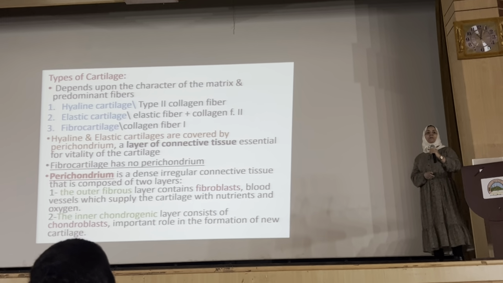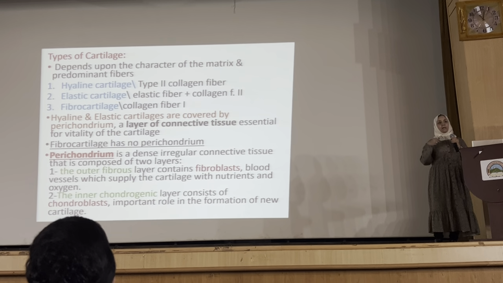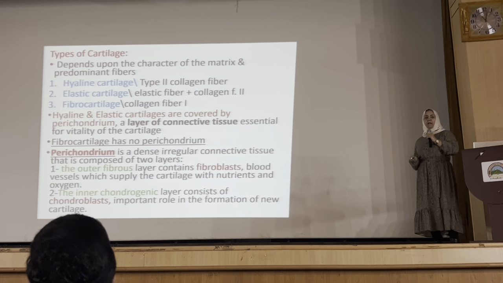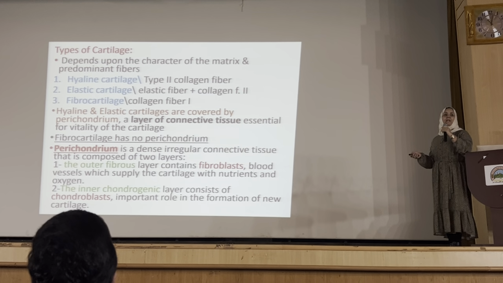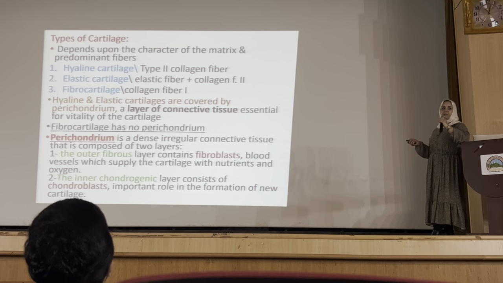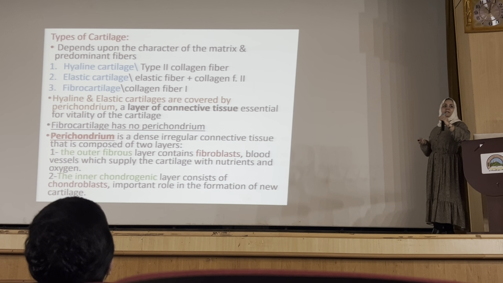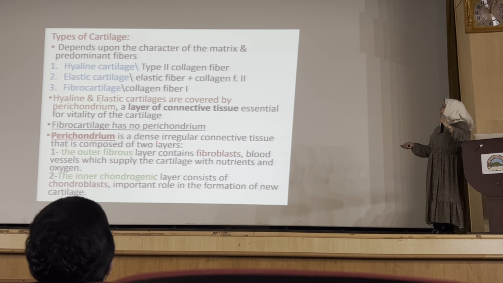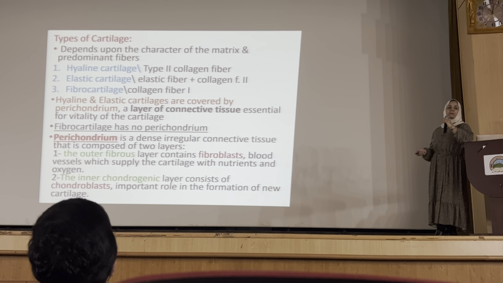The perichondrium has two layers, outer and inner. The outer one contains mainly fibroblasts and blood vessels. The blood vessels are there because the cartilage itself is avascular.